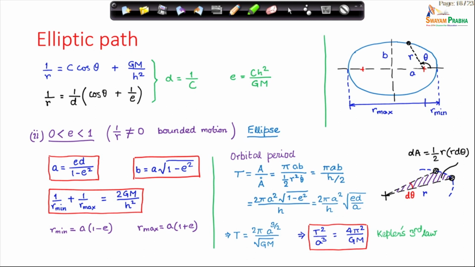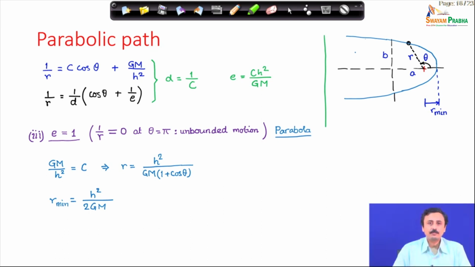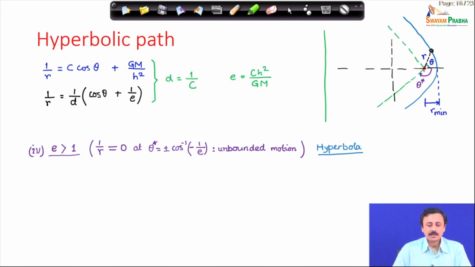We have derived all these things. This is for the elliptic path. For the parabolic path, for the first time the trajectory becomes unbounded at theta equal to pi. So, this is the parabolic path for which eccentricity is 1, then the hyperbolic path has eccentricity greater than 1, and it becomes unbounded for values of theta less than pi in the second quadrant, and also in the third quadrant as negative, so something greater than minus pi.